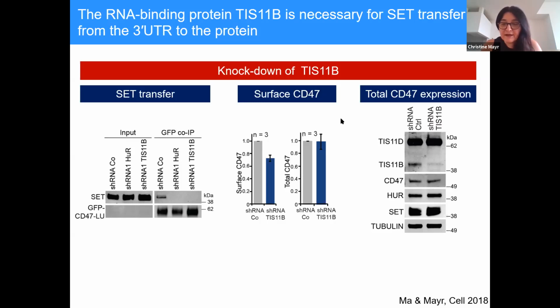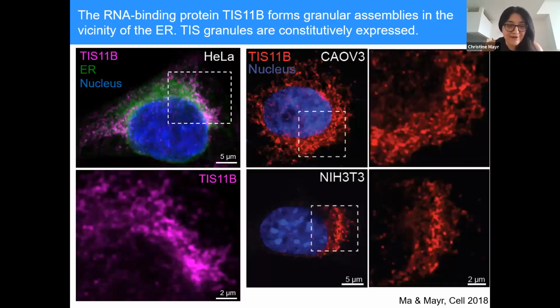Okay, so when we knocked down TIS11B, we looked at protein expression levels of all the molecules important in this process, and protein expression levels didn't change. Therefore, we hypothesized that maybe TIS11B makes a certain environment that is important for SET transfer. Because it's an environment, we thought, let's do imaging. And this was basically the start. We did imaging, and we were very surprised.